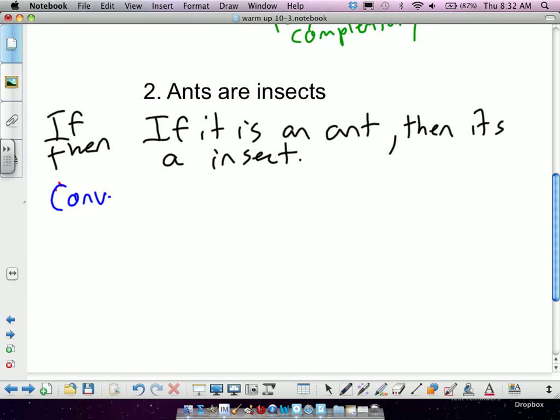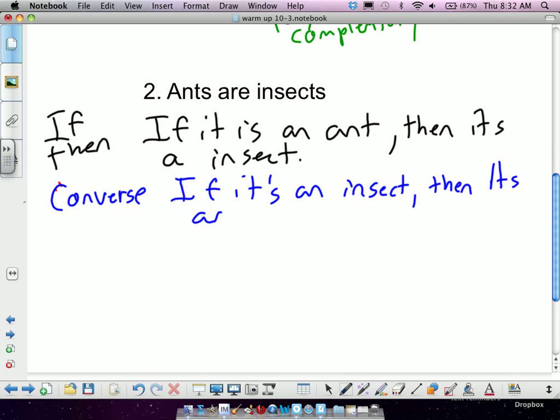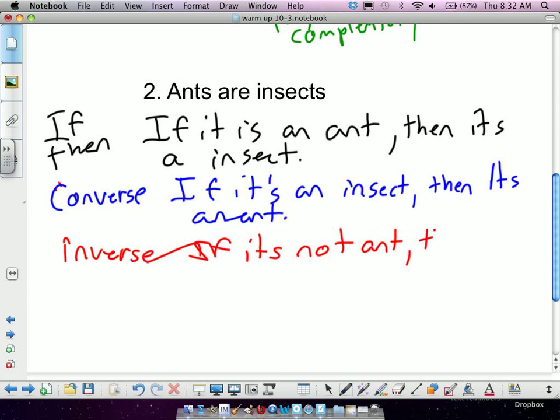Okay. If it's an insect, then it's an ant. Okay, who's got the inverse? Okay. If it's not an ant, then it's not an insect. If it's not an ant, then it's not an insect.